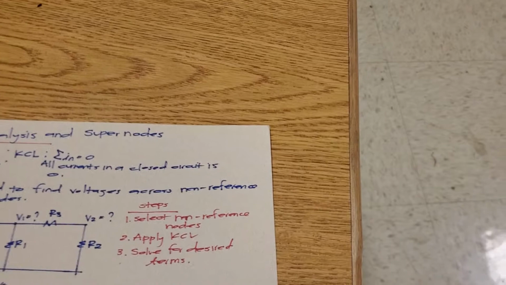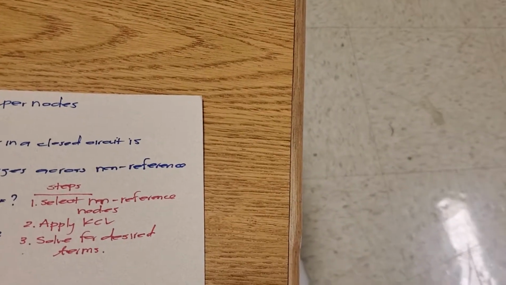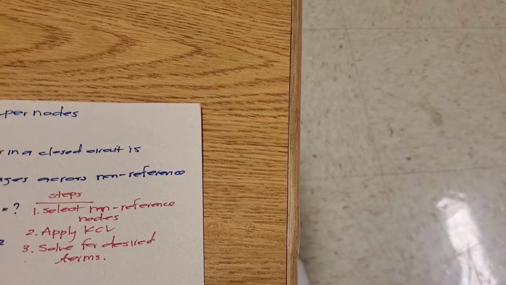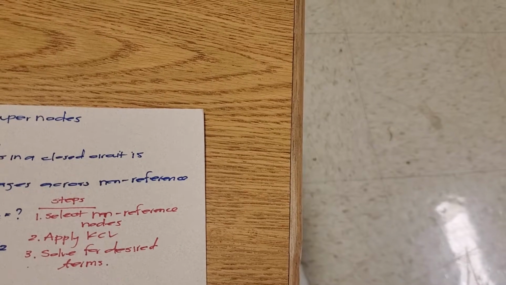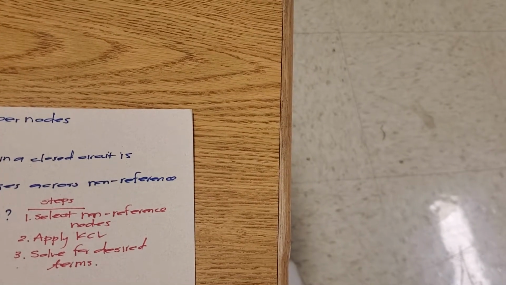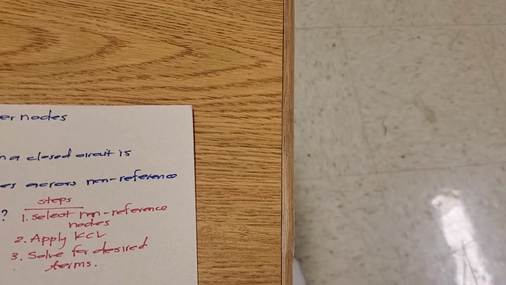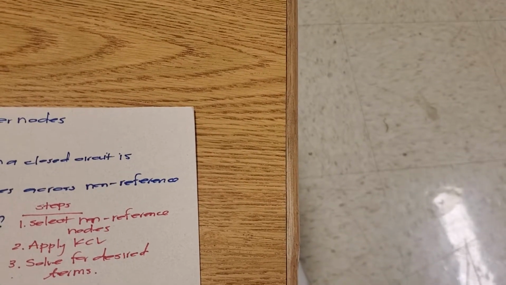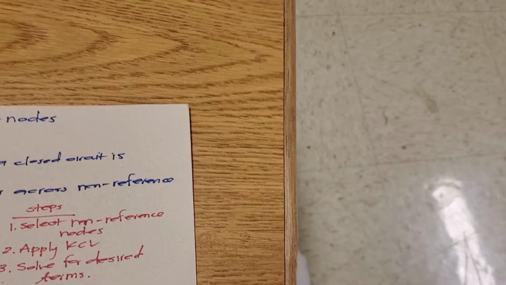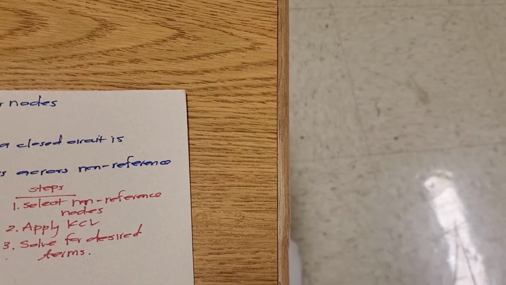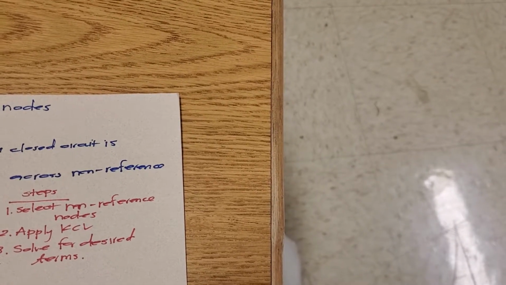Some steps are: select your non-reference nodes, apply KCL at those nodes, and then get your equations, depending on how many unknowns you have. For example, if you have two unknowns, then you want to have two equations. And then after you get those equations, you solve.